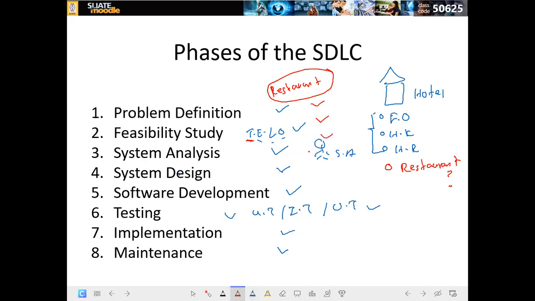Then the system analysis stage: that means you are going to capture the requirements of the restaurant, what kind of features should be there in the system. Then you are going to design the system, you are going to develop the system for the restaurant.